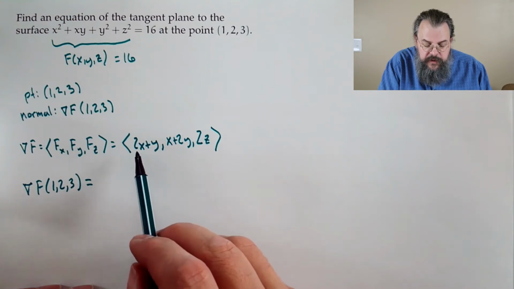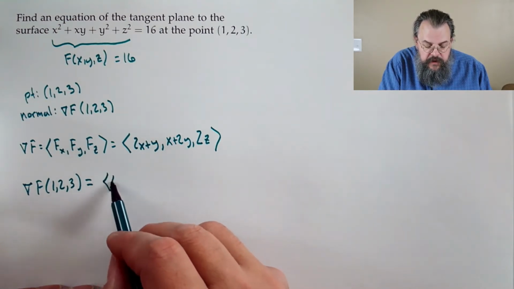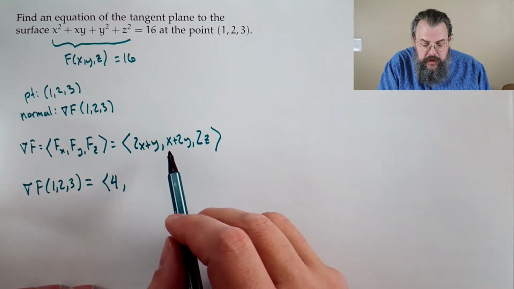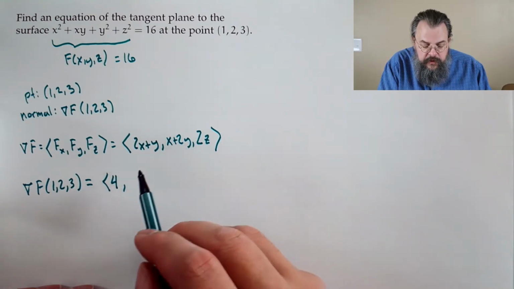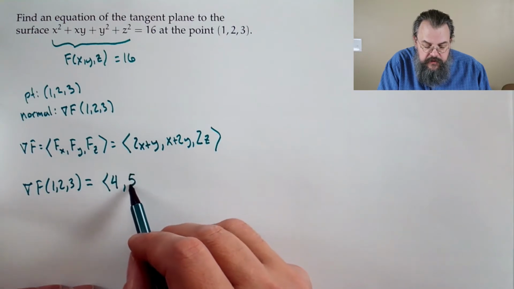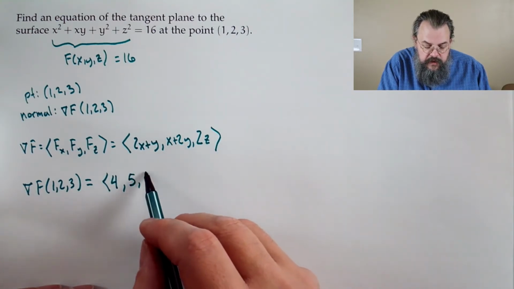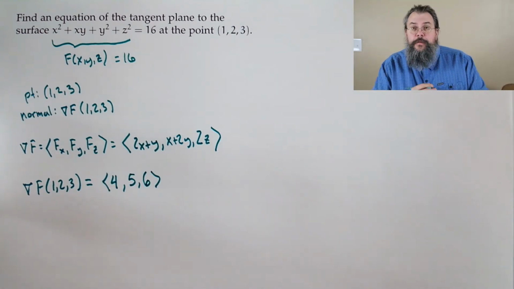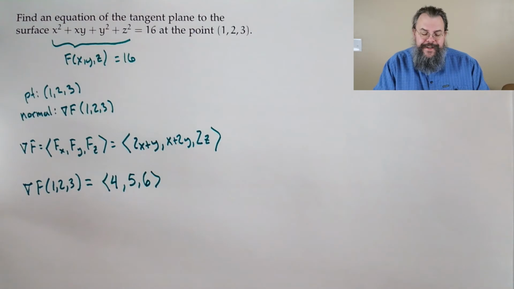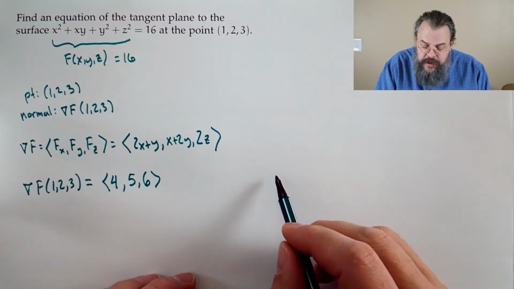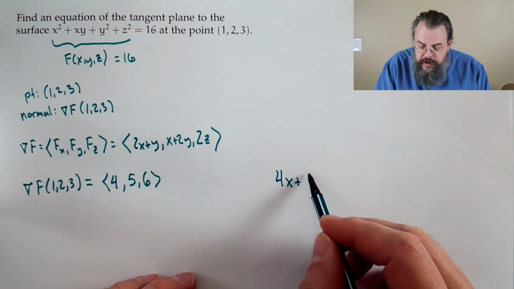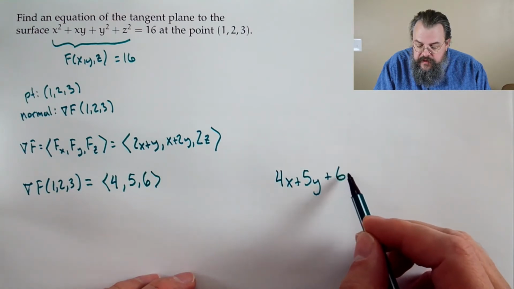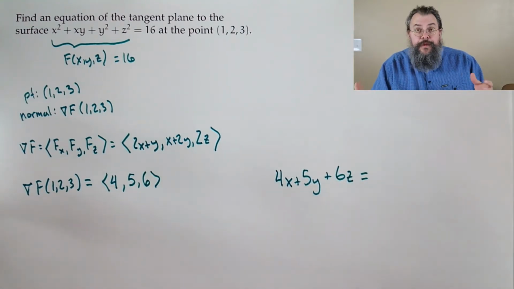So we're going to have 2 times 1 plus 2, that makes it 4. Then we're going to get 1 plus 2 times 2, so 1 plus 4 makes it 5. 2 times 3, 6. Okay, so our point is (1, 2, 3). Our normal is (4, 5, 6). All right, well, we have our point, we have our normal. We're basically home free. So our plane is 4x plus 5y plus 6z equals something, right?